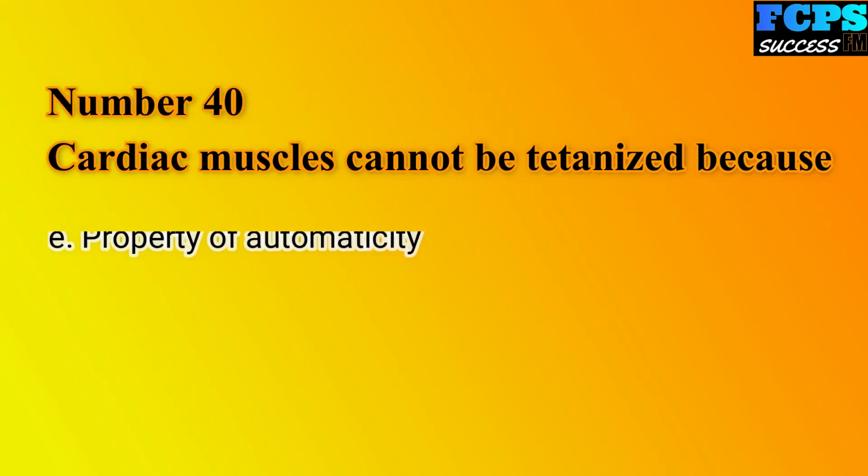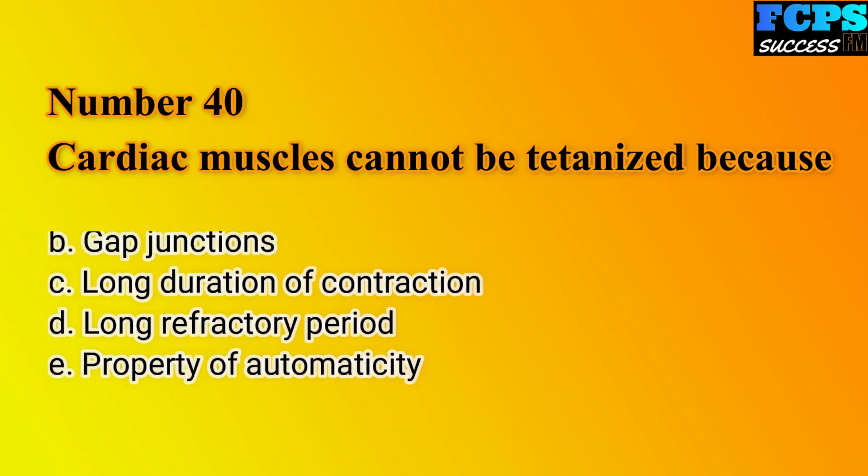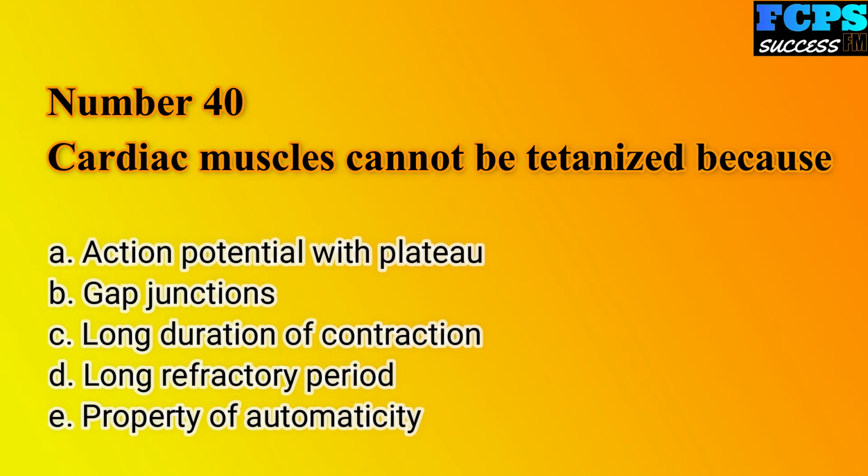Number 40. Cardiac muscles cannot be tetanized because of: A. Action potential with plateau, B. Gap junctions, C. Long duration of contraction, D. Long refractory period, E. Property of automaticity. Correct option is D. Long refractory period.